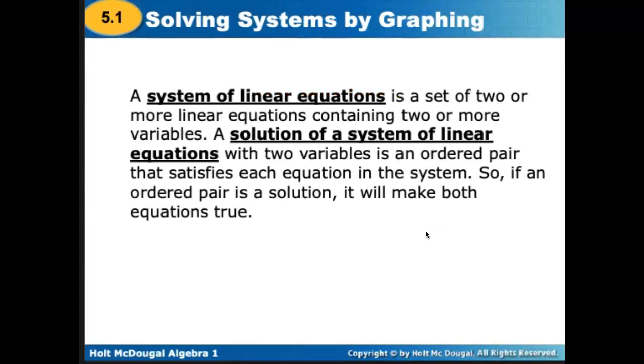So a system of linear equations is a set of two or more linear equations that contain two or more variables. A solution for a system of linear equations with two variables is an ordered pair that satisfies each equation in the system. So if an ordered pair is a solution, it will make both equations true.